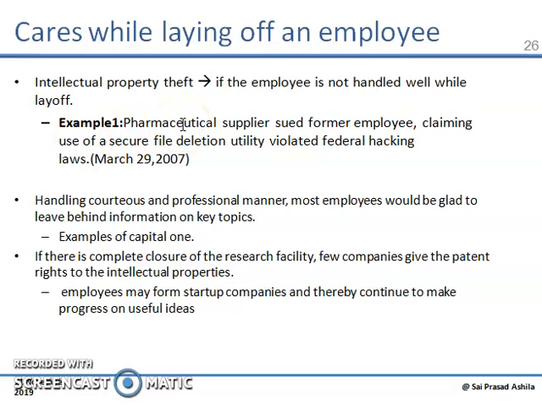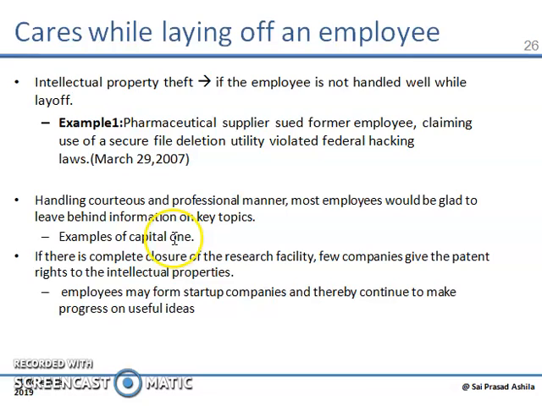The intellectual property has to be safeguarded while laying off an employee. If the employee is not handled well during the layoff, what happens? There's an example where a pharmaceutical supplier was sued by an employee claiming that the use of secure file deletion violated federal law. Hacking laws were introduced on May 29th, 2007.